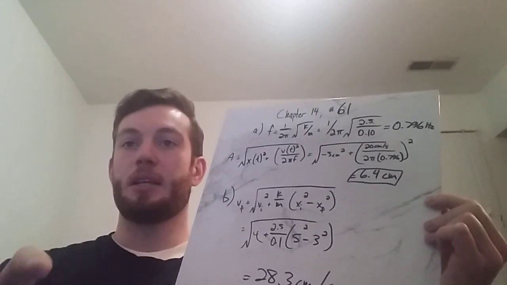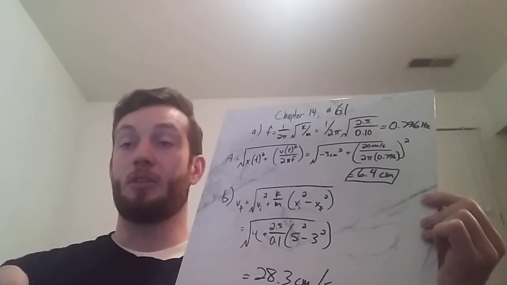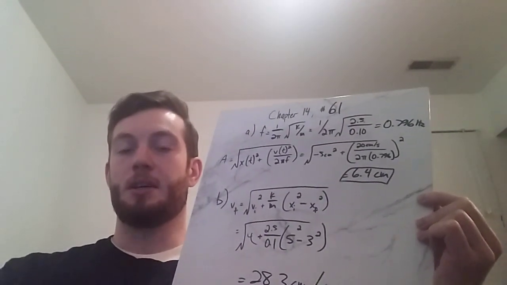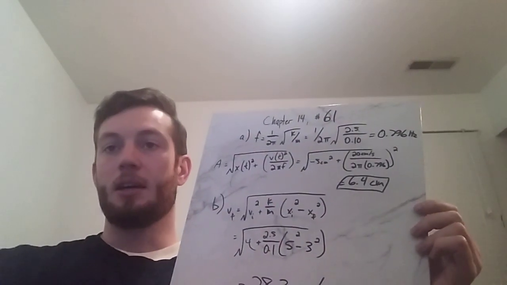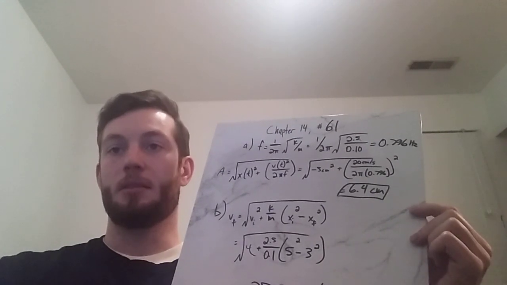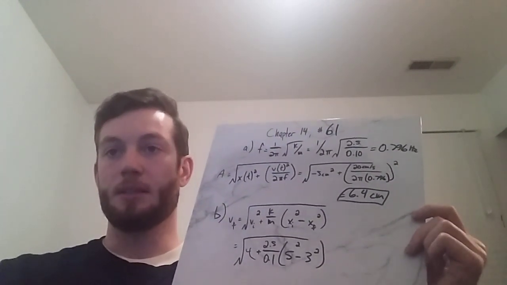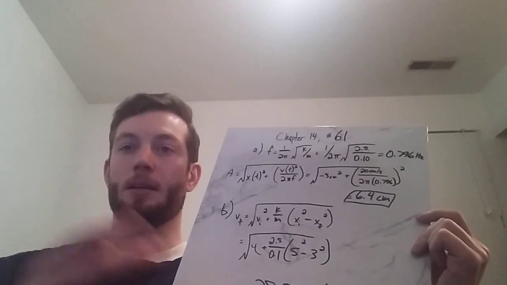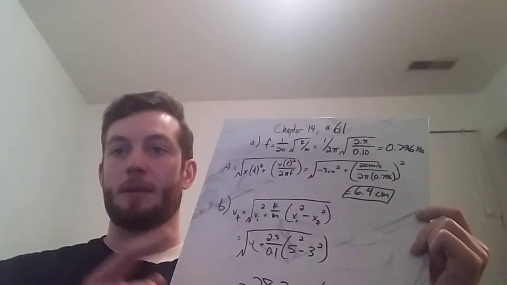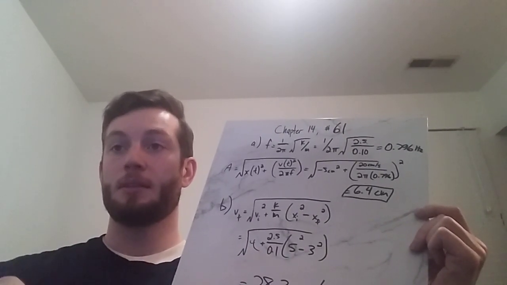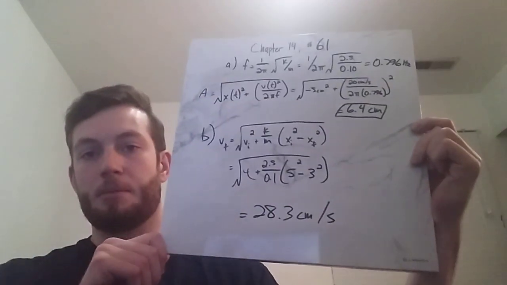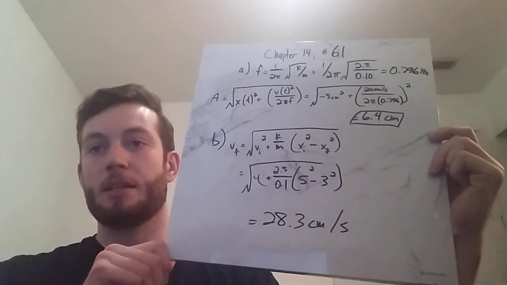Now for part B, it asks what is the speed of the ball when x is equal to 3 centimeters. Okay, so for this problem, we're going to use the equation: the final velocity is equal to the square root of the initial velocity squared plus k divided by m times the initial x value squared minus the final x value squared. Initial x is 5, final x is 3. So when we plug in all the numbers that we've got, our final speed is going to come out to 0.283 meters per second, or if you wanted to convert it back to centimeters per second, it would be 28.3 centimeters per second.